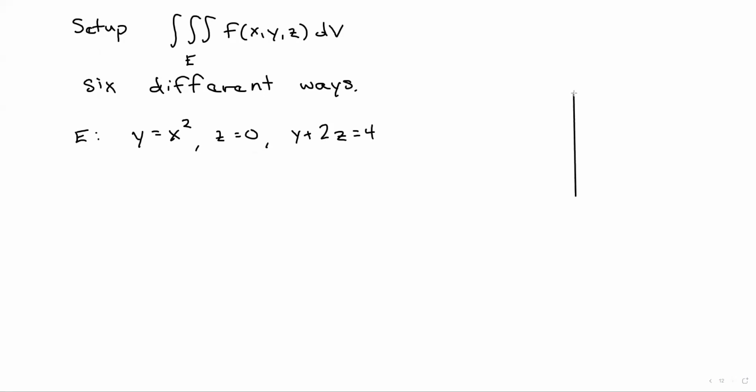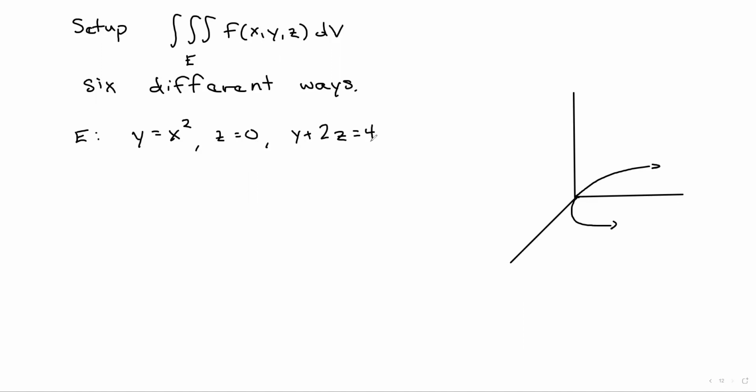Just like the others, I would start off by trying to sketch this. I think it's a lot harder if you don't have a sketch of it. They tell you that y equals x squared is part of the object. That is a parabola, opening here to the right. And then you have z equals 0, the xy plane, which tells us we've got kind of a floor to the object.